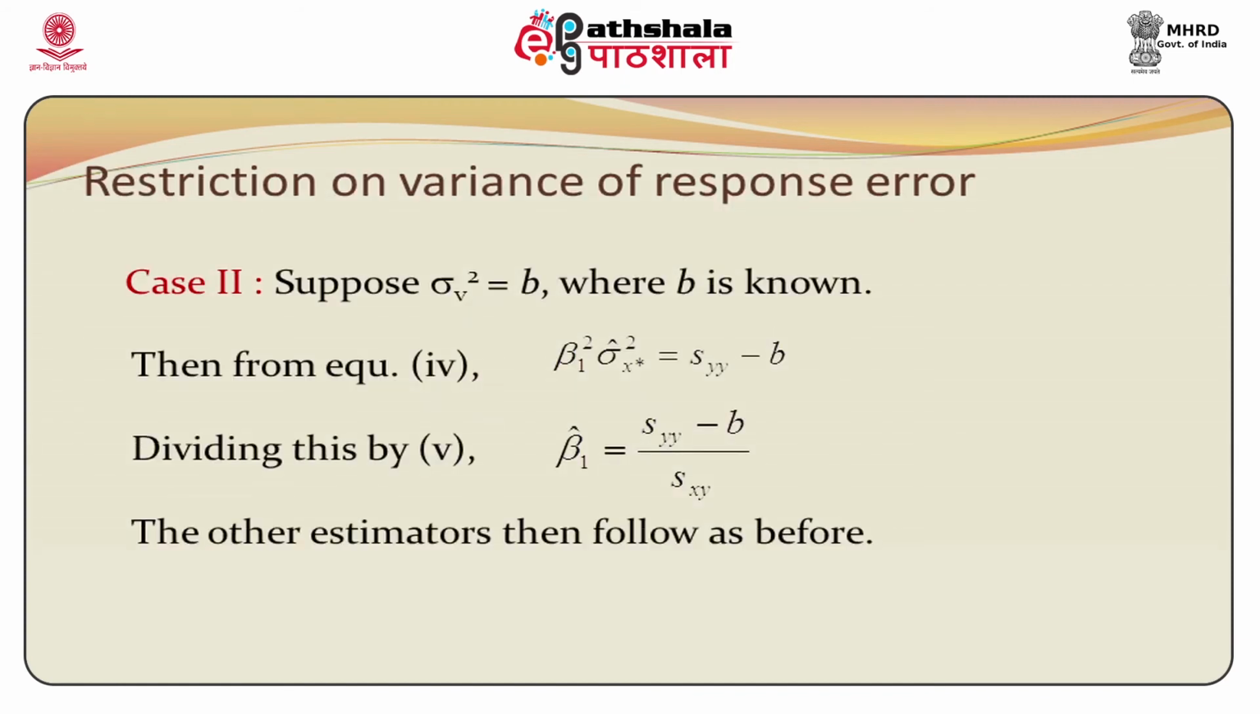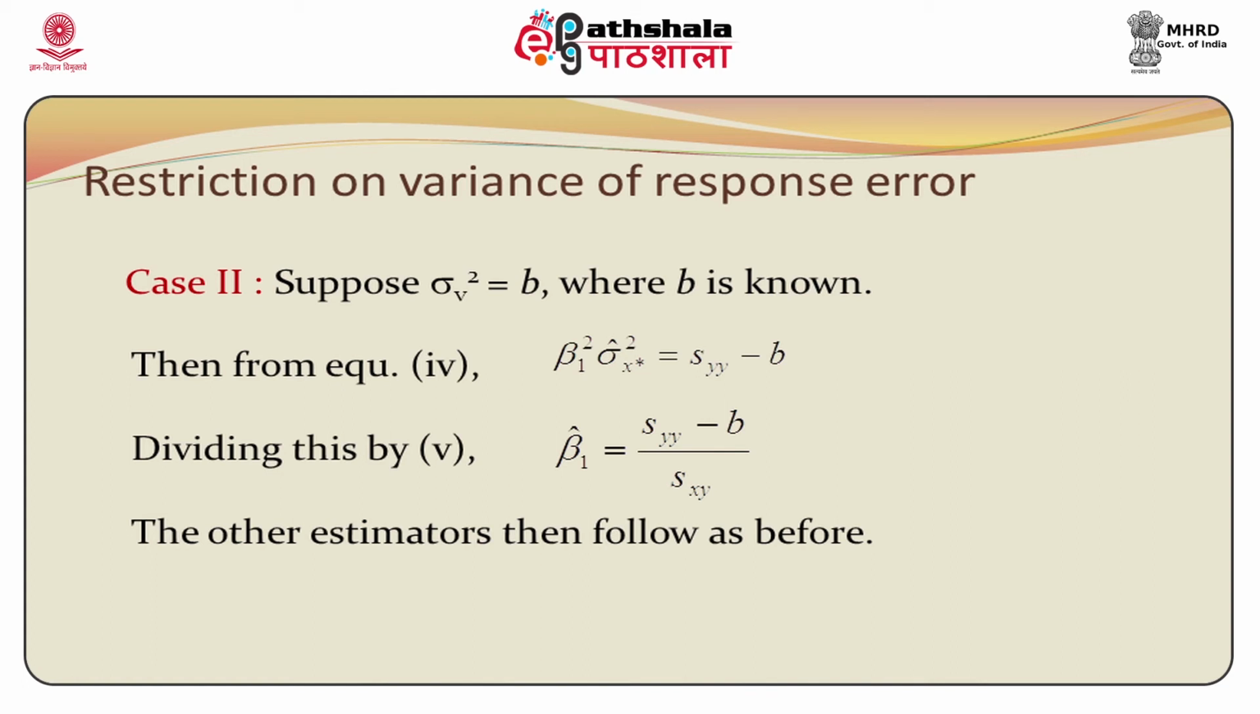Here we will assume that sigma b square is known to us and it is equal to b. What is sigma b square? It is the variance of the response, or the error in the response. Then from 4, using this sigma b square equal to b, we get that beta 1 square sigma x star square is equal to syy minus b. And then dividing 4 by 5, beta 1 hat turns out to be syy minus b by sxy. And then of course, once you have got your beta 1 hat, as before, you can get the other terms as well. So, it will be precisely as before.